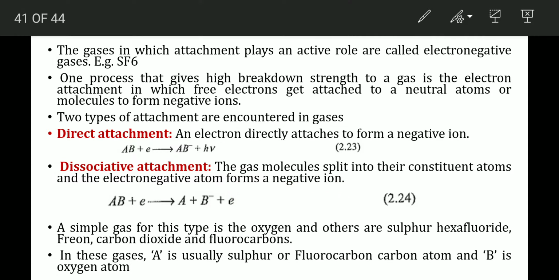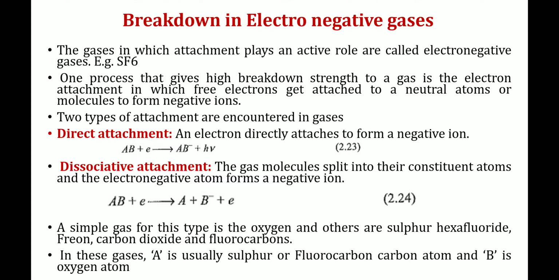Getting my point? These are the two types of electron attachment process which occur in the gaseous medium. Okay. So now, a simple gas, for example what I had considered for this is oxygen gas. Others are sulfur hexafluoride, carbon dioxide and the fluorocarbons. These are the different insulating gaseous media which are present between the two electrodes. So in that, A is the sulfur and B is the oxygen atom.